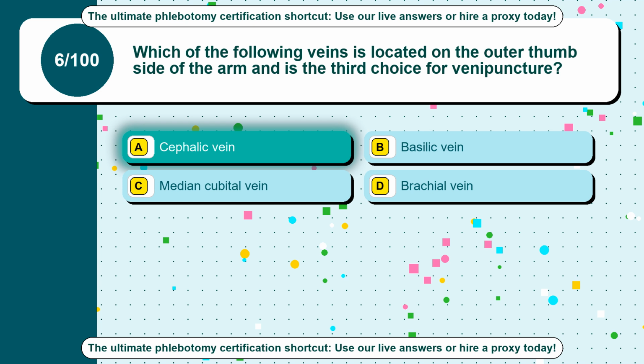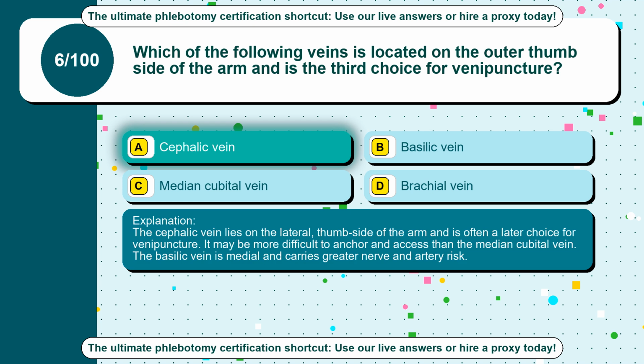Cephalic vein. The cephalic vein lies on the lateral, thumb side of the arm and is often a later choice for venipuncture. It may be more difficult to anchor and access than the median cubital vein. The basilic vein is medial and carries greater nerve and artery risk.